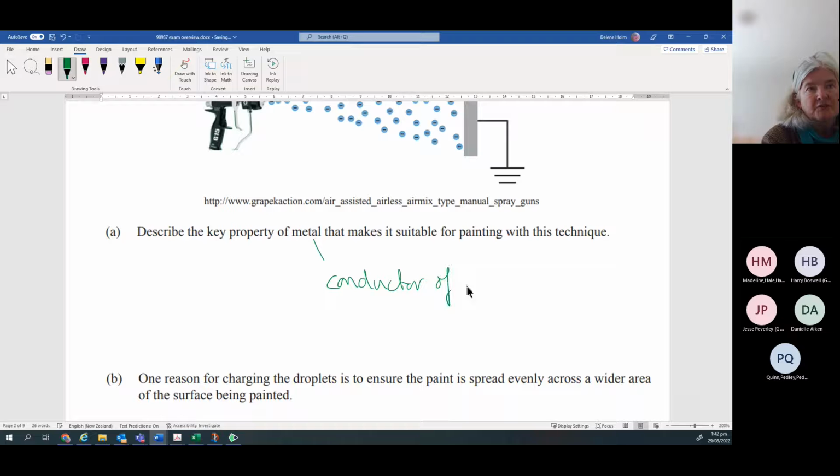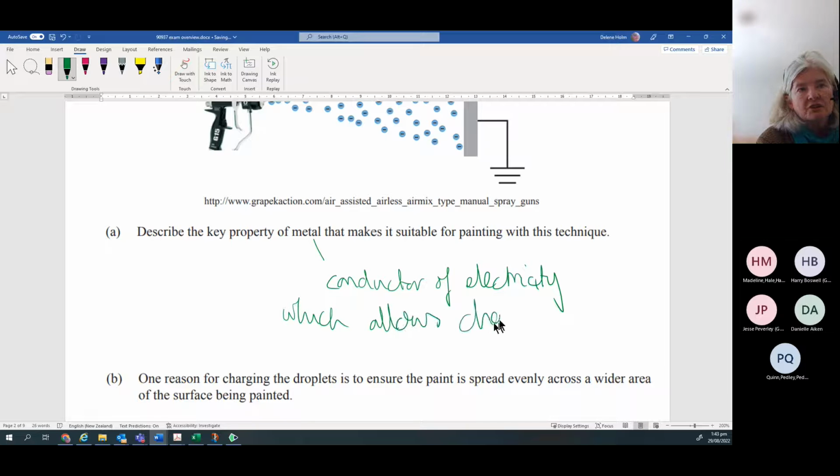You could be specific, a conductor of electricity, just to differentiate it from a conductor of heat, so charges can move through it. It does say describe, it doesn't just say what, so you could perhaps say which allows charge to flow through it.